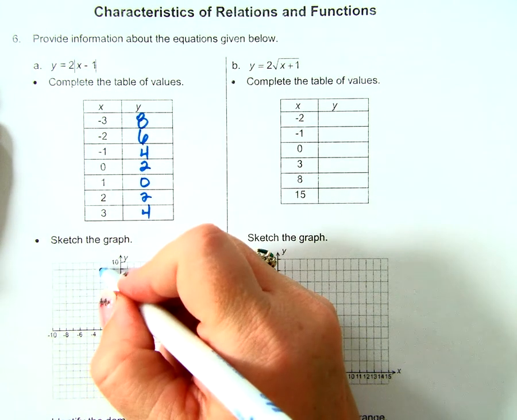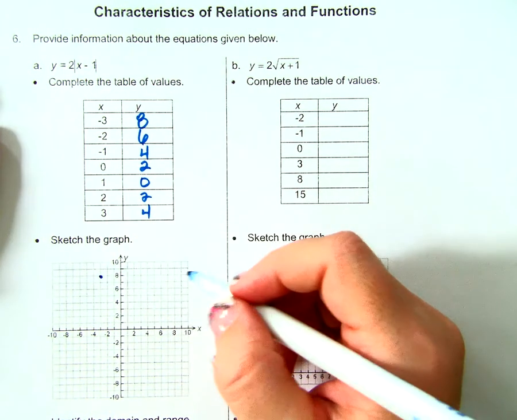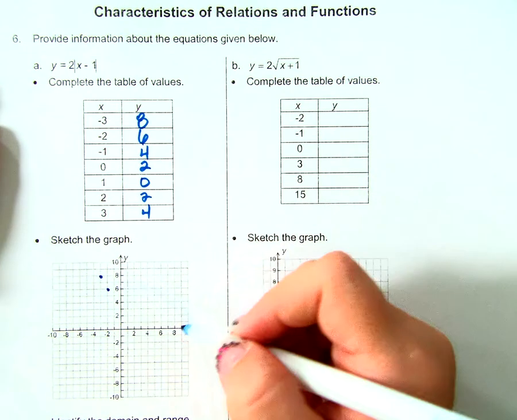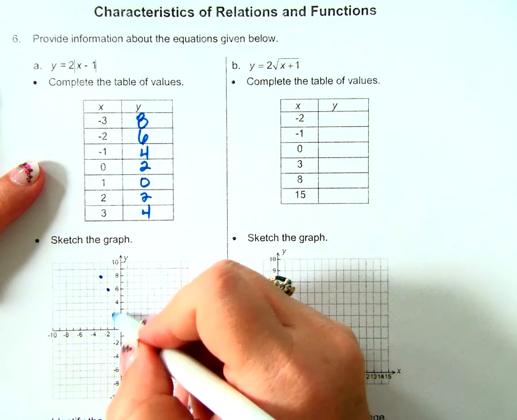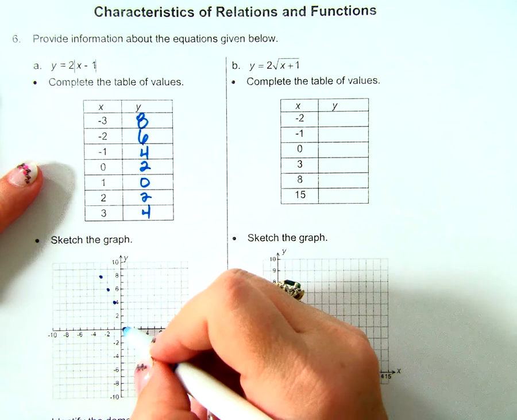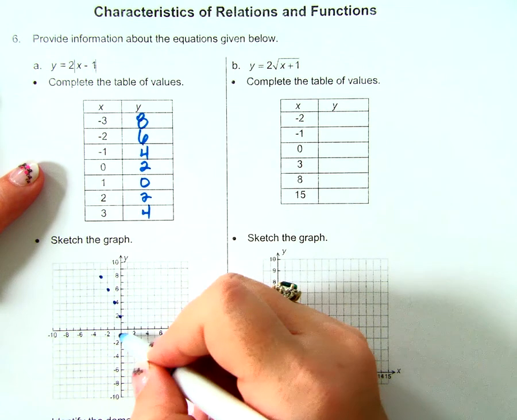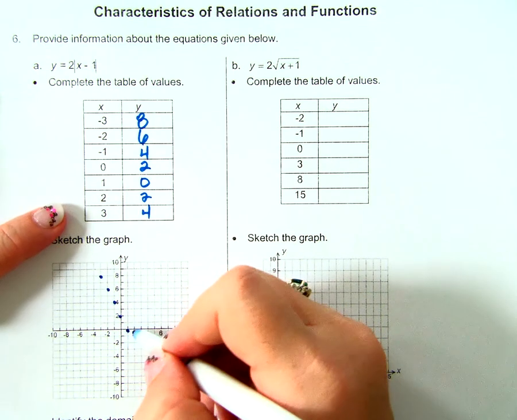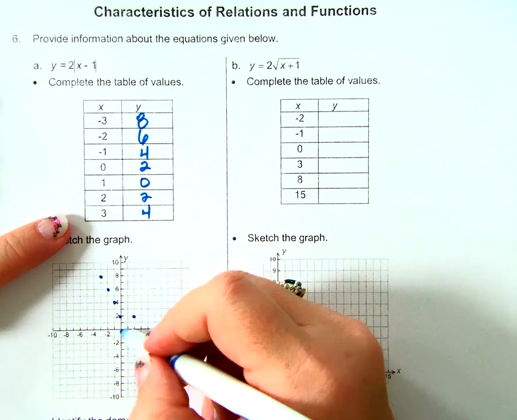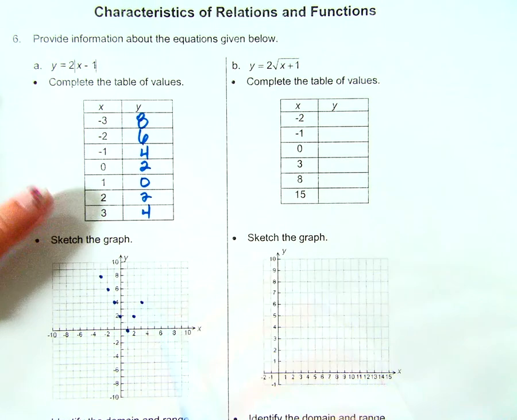Negative 3, 8. Negative 2, 6. Negative 1, 4. 0, 2. 1, 0. 2, 2. 3, 4.